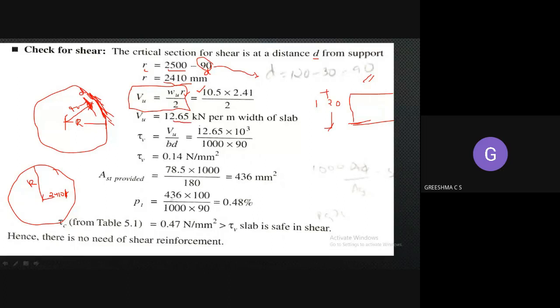Now once you got this, next you can find out the nominal shear stress. Nominal shear stress is Vu divided by b into d. So that is 12.65 into 10 raised to 3, to convert into Newton, divided by b. Remember, it's a slab section, so always you take it for a unit width. So b is equal to 1000, d is equal to 90. So nominal shear stress is 0.14 Newton per mm square.